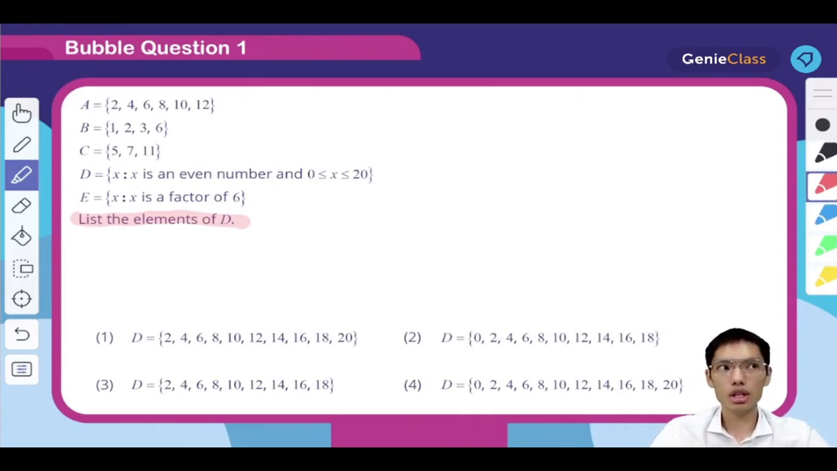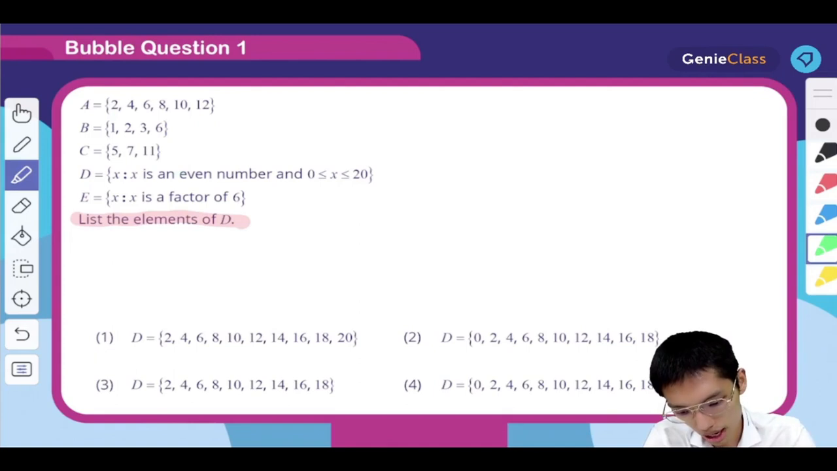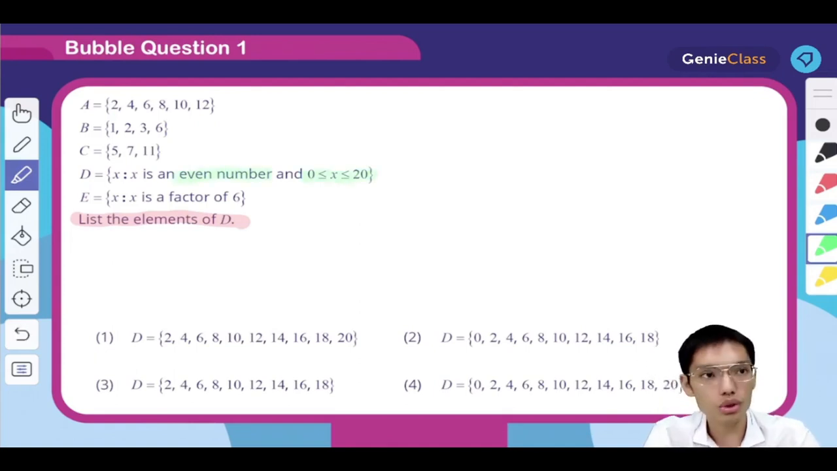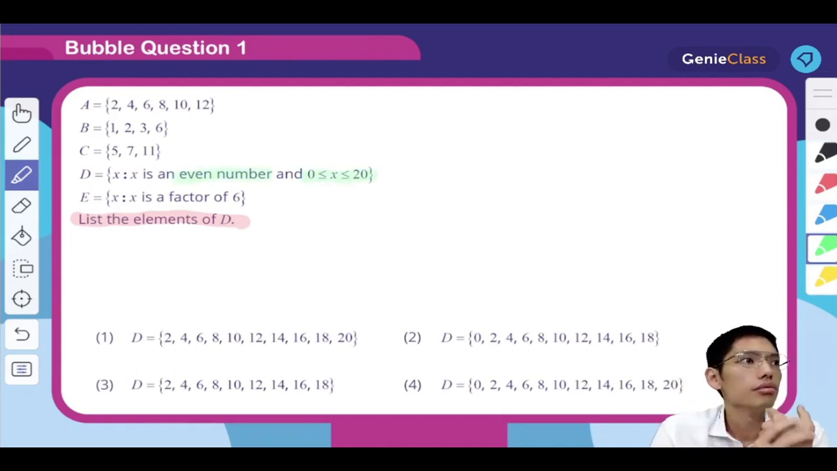Launching the bubble launcher in 3, 2, 1. Let's go. It should be answered quite quickly. So let's see the responses that we have over here. Very nice. Take note, I want the elements of D. What is D? D is an even number, following this notation here. Okay, so I have 10 seconds more.